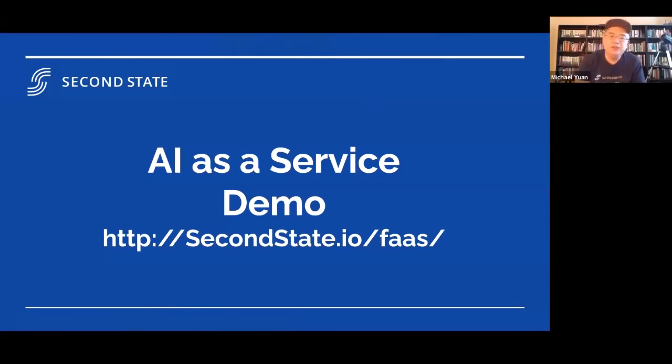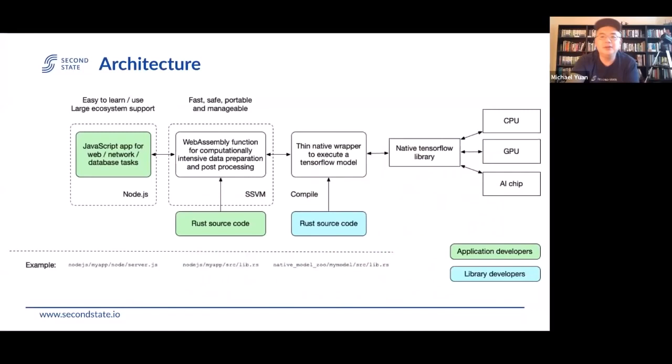So we have just seen an example of AI as a service. I welcome you to go to that website and play with it yourself and see all the source code. It's all on GitHub. We'll walk through one of the source codes in the remainder of this talk so that you know how it works. This is a demo.